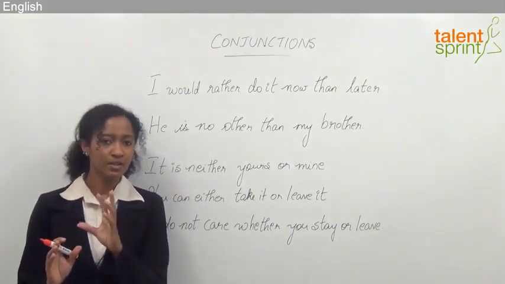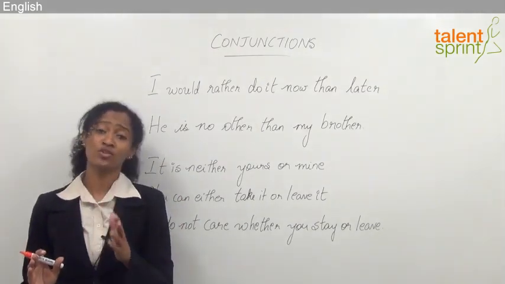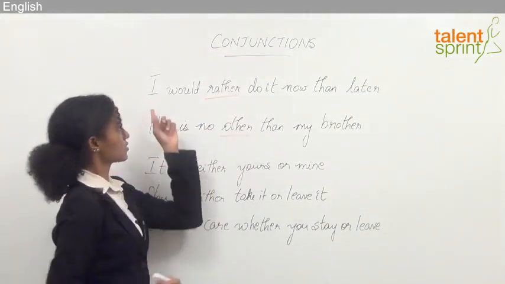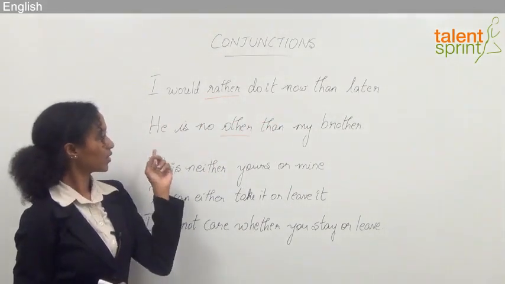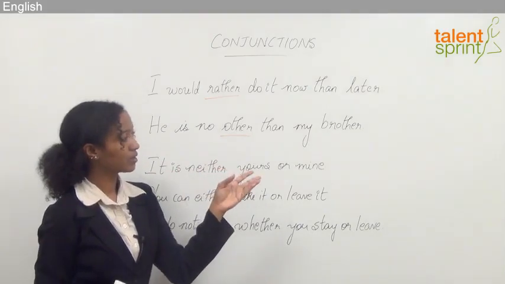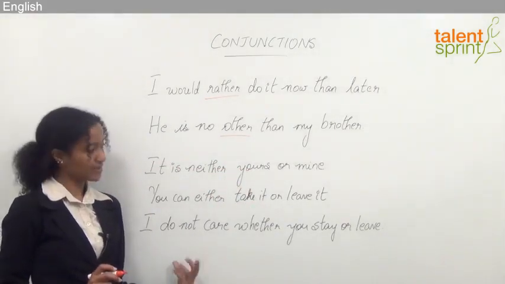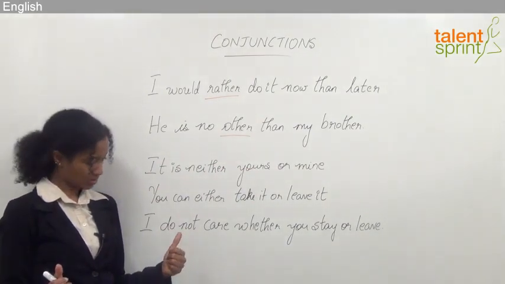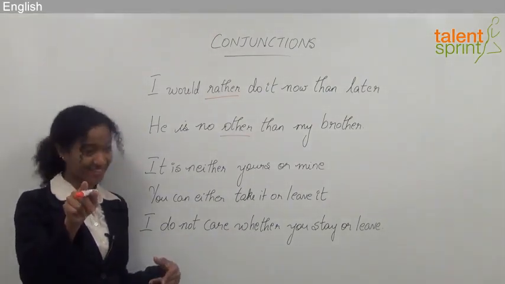So than does not just follow an adjective in the comparative sentence. It also follows words like rather and other. So I would rather do it now than later. Or he is no other than my brother. Let's look at these three sentences. It is neither yours nor mine. You can either take it or leave it. I do not care whether you stay or leave, but I want you to stay.